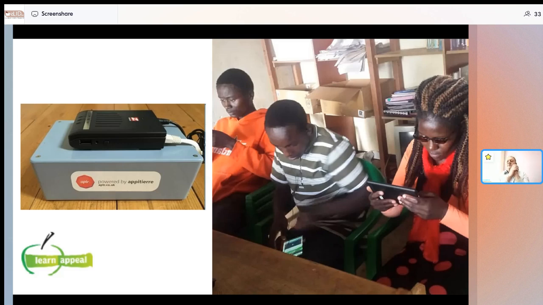So I worked with a charity called Learn Appeal. This was probably about 10 years ago now that we started this work. Learn Appeal did some work in Kenya, in very rural populations that had some of those challenges around no electricity and no access to reliable Wi-Fi. Working with a consortium of UK organisations, we built what they called the learning capsule, essentially a box that cost about $100 to make.